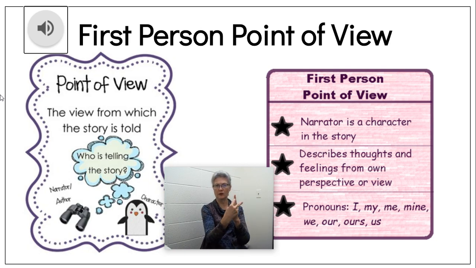If the point of view is in first person, that normally means that the narrator is a character in the story or the author is telling the story. We typically get their thoughts and feelings because it's from their own perspective or viewpoint. You'll typically also hear the pronouns or words I, my, me, mine, we, our, ours, or us.